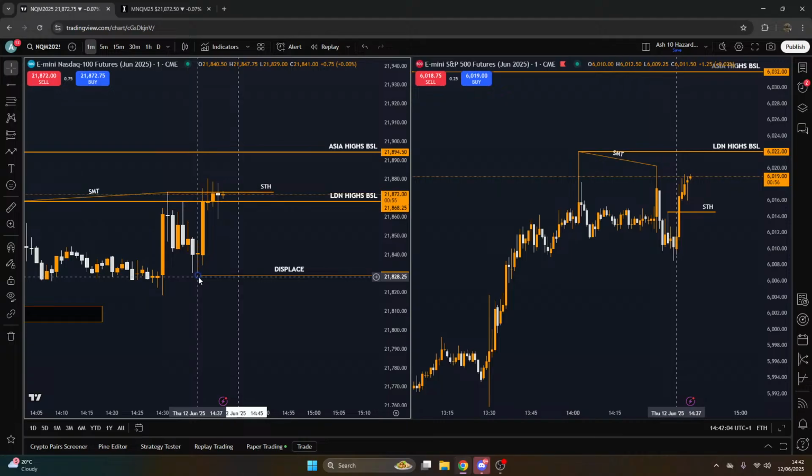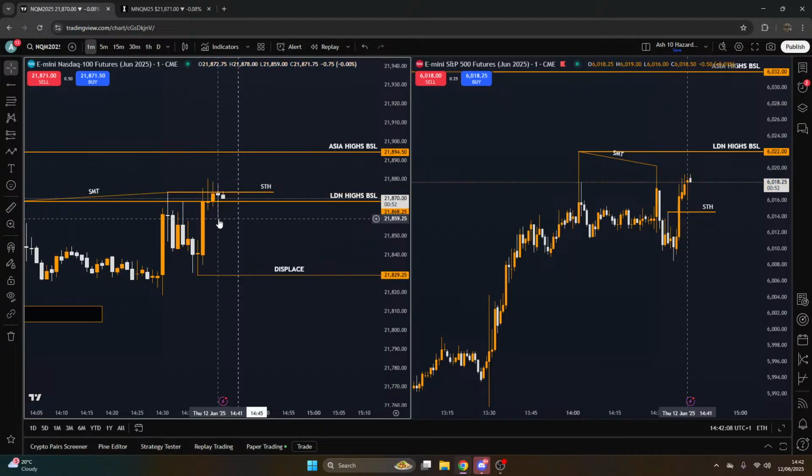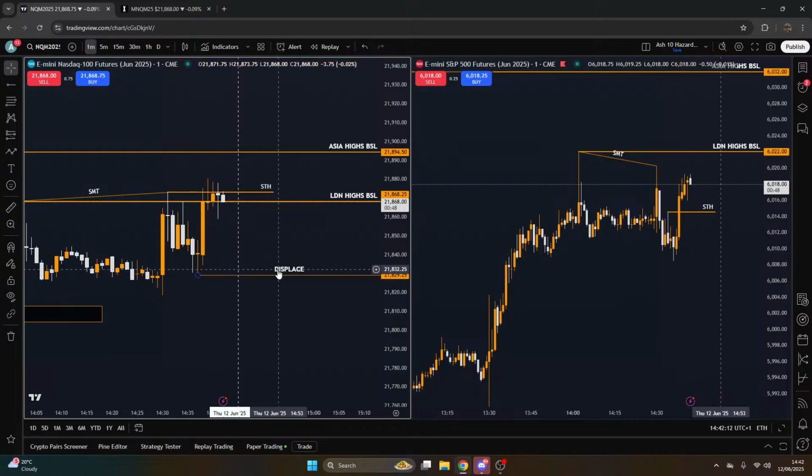This would be the most recent short-term low, because this isn't a short-term low. That's not the short-term low. This right here would be your short-term low. So instead of marking it out as STL, because we have STH up here, you mark it as displace. Because what a displacement is, is it's a market structure shift. And what a market structure shift is, simply, a shift in market structure.